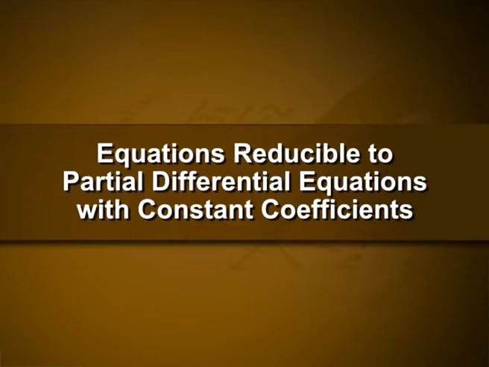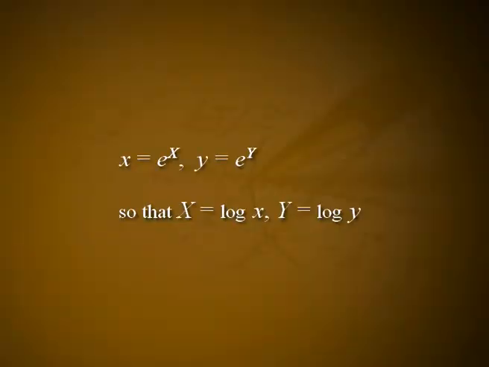Equations reducible to partial differential equations with constant coefficients. An equation in which the coefficient of the derivative of any order, say k, is a multiple of the variables of degree k, can be reduced to a partial differential equation with constant coefficients in the following way. Let x = e^X, y = e^Y, so that X = log x, Y = log y.